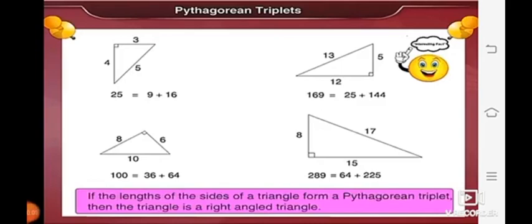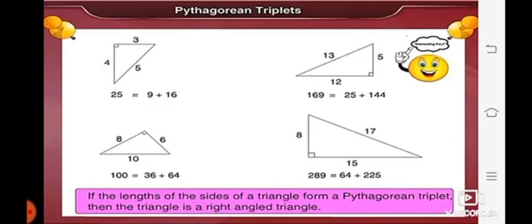If the lengths of the sides of a triangle form a Pythagorean triplet, then the triangle is a right angled triangle. So what have we learned, children? Suppose there are three numbers, then if the square of the biggest number is equal to the sum of the squares of the other two numbers, then those three numbers form a Pythagorean triplet.